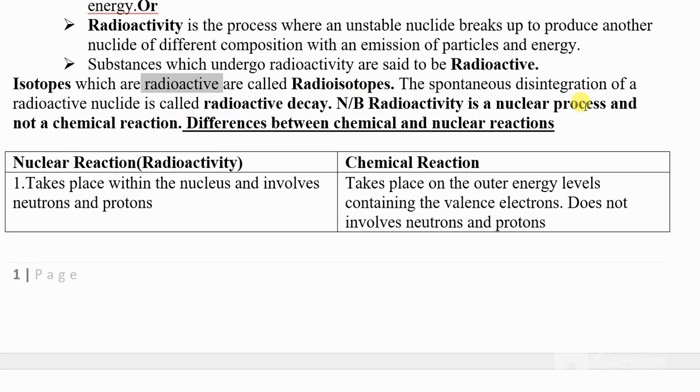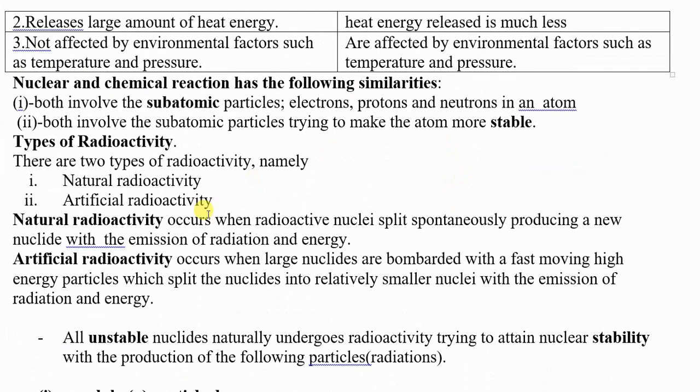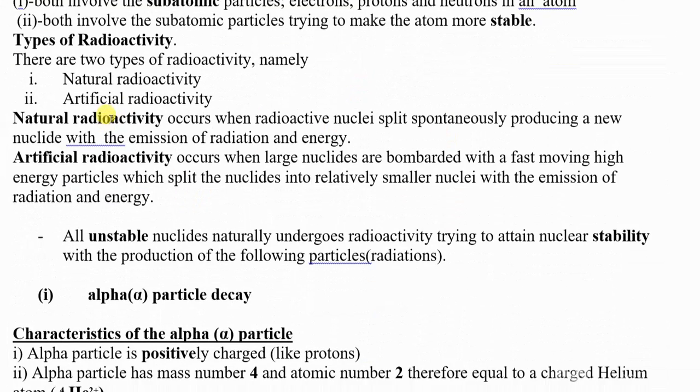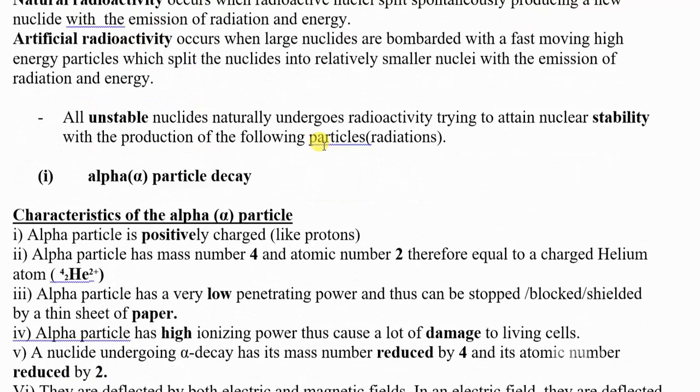Radioactivity is a nuclear process and is not a chemical reaction. So quickly, you should know the differences between a chemical and a nuclear reaction. It is not important for now. Another important thing: we have natural radioactivity and artificial radioactivity. It is important you should know that.